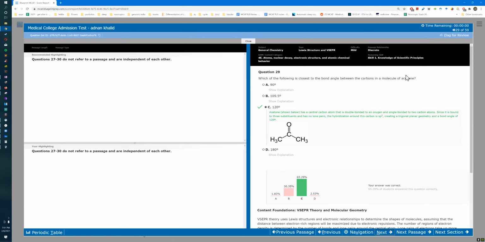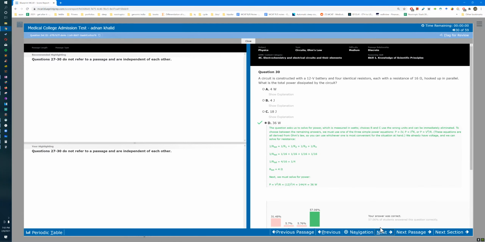Acetone, I know it's a ketone, which means it has a carbonyl group, C double bonded to an O, and that's going to be planar, and it's going to be bonded to 2 other things, so it's 120 degrees. This we went over.